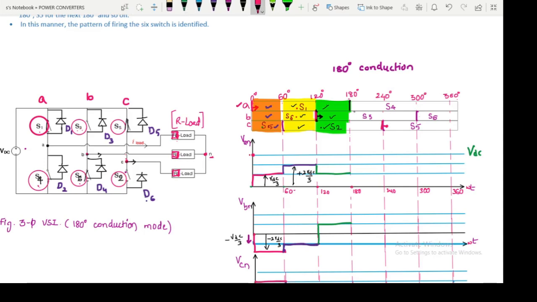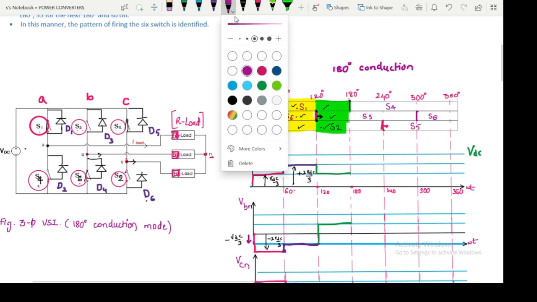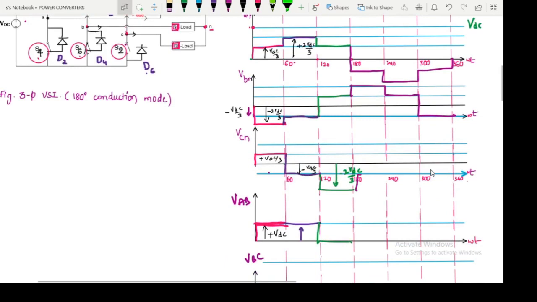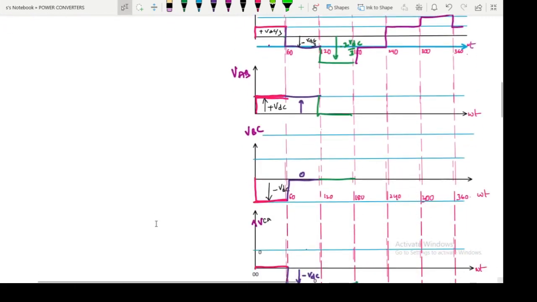So I'm drawing here. Let me take purple. Okay, so this will be the mirror image. The mirror image of this one is like this, so there will be two pulses, one plus VDC and one pulse for minus VDC. So here for this, this will be like this. Okay, so this will continue for the next 120 degrees and like this, and here this will continue like this.